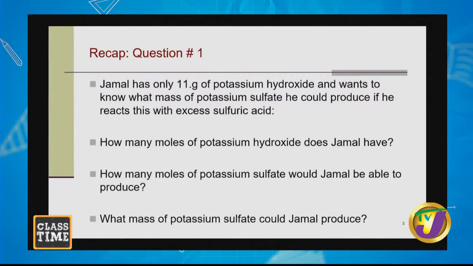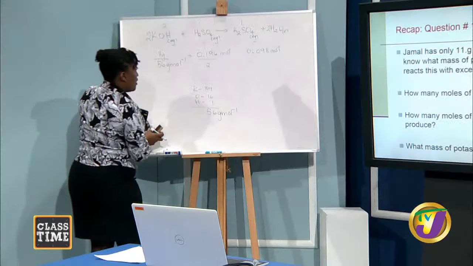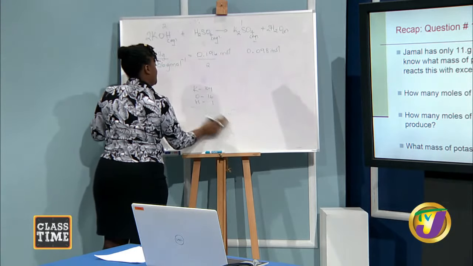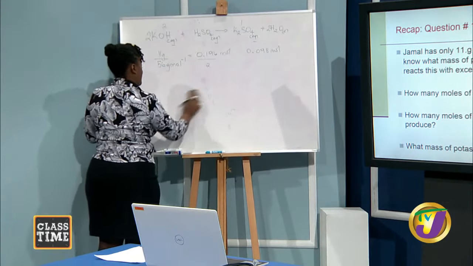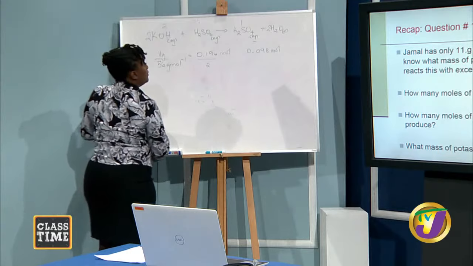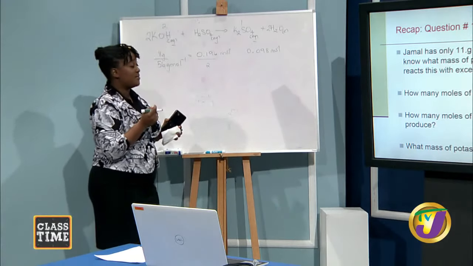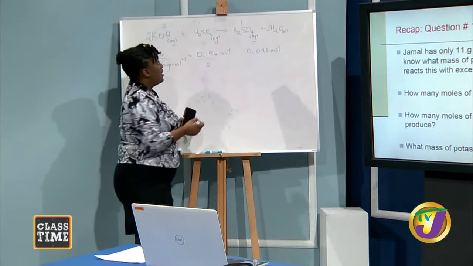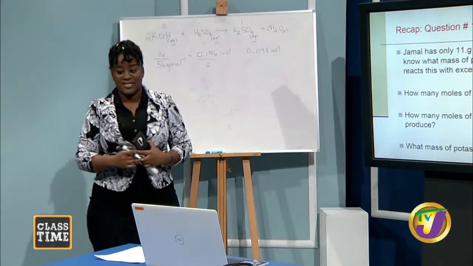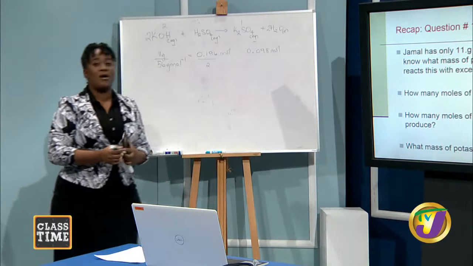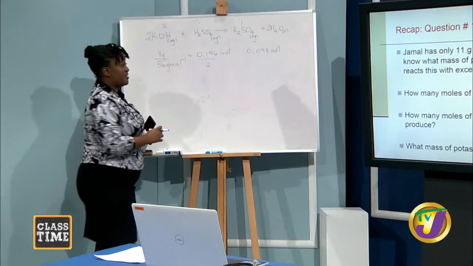All right, and our final question, what mass of potassium sulfate could Jamal use? So it's asking us for mass. So what is our unit for mass? That's right, grams. All right, so how do we convert from moles to mass? Okay, so what we're going to do, we have to calculate the molar mass for potassium sulfate. So I'll tell you before, the molar mass for potassium sulfate is 174.2. So you can work it out for yourselves.